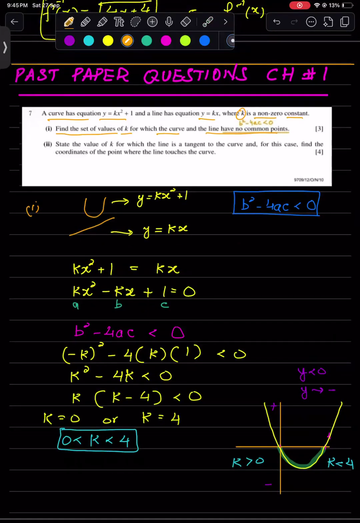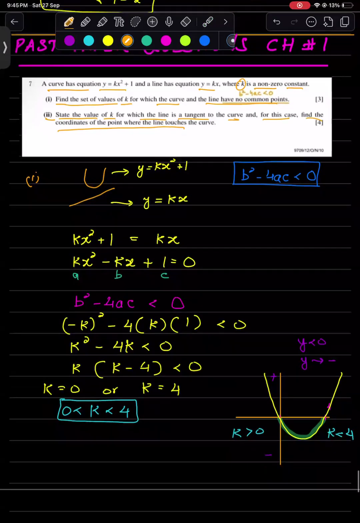Part two, state the values of k for which the line is a tangent to the curve. Now they have totally changed the scenario. And for this case, find the coordinates of the point where the line touches the curve. Now the scenario has been changed to, hold on, I'm drawing.